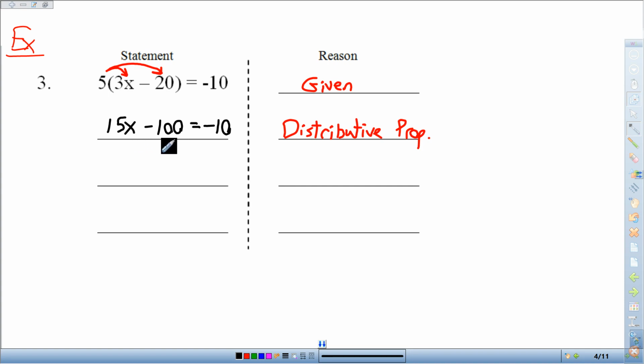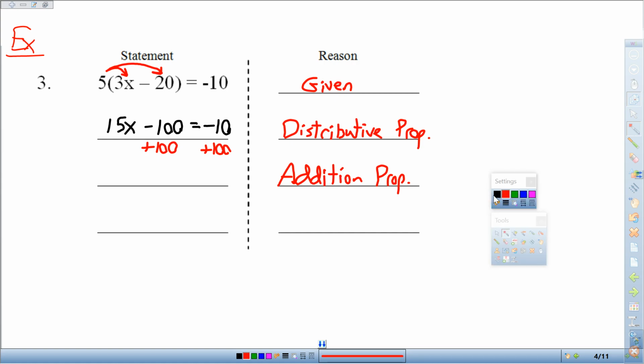We know we need to get rid of this minus 100 by doing the opposite, adding 100. Okay, must do it to both sides. All right, I just use the addition property, so that is my next reason. Okay, on the left here, so we got a 15x. Over on the right, negative 10 plus 100 gives me 90.